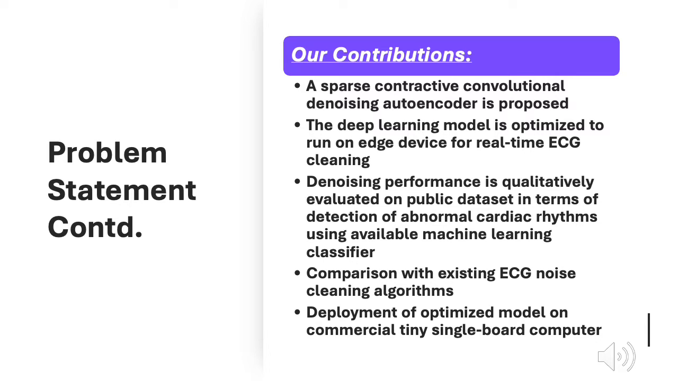Our main contributions in this paper can be summarized as follows. We propose a sparse contractive convolutional denoising autoencoder for noise cleaning of ECG. The deep learning model is duly optimized to run on low power edge device for real-time ECG cleaning. The denoising performance of the method is qualitatively evaluated on a public dataset in terms of detection of abnormal heart rhythms using an available machine learning classifier. We do a detailed comparison of our approach with a number of existing ECG noise cleaning algorithms. Finally, the optimized model is deployed using commercially available components for real-time ECG noise cleaning.